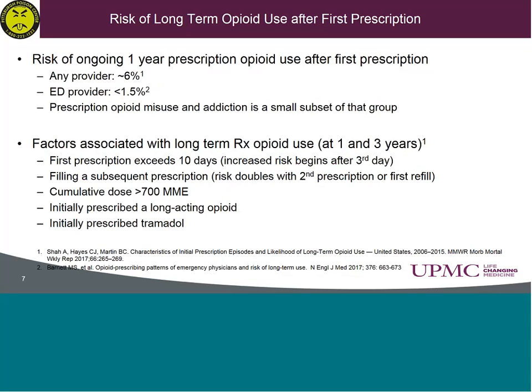These are just, again, some additional data. Primarily what the opioid data looks at, and prescription opioids in particular, is the risk of ongoing use of prescription opioids at 1 year or potentially 3 years.